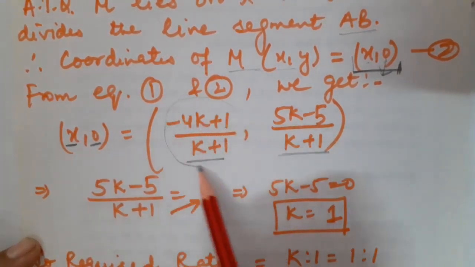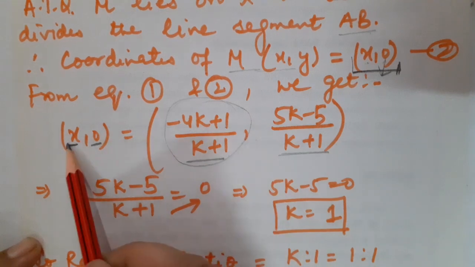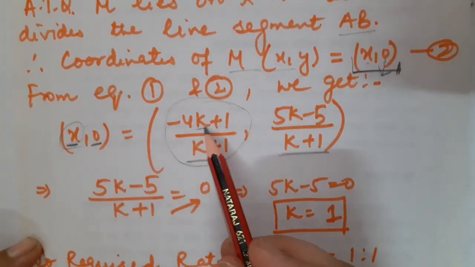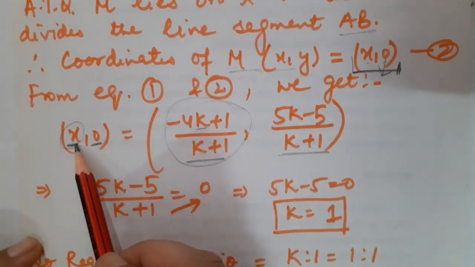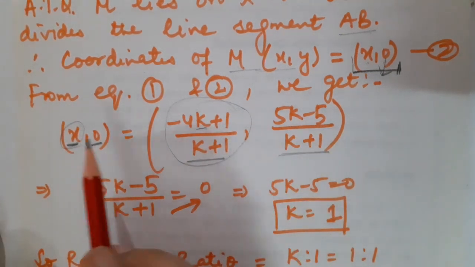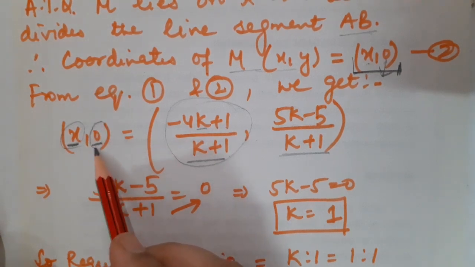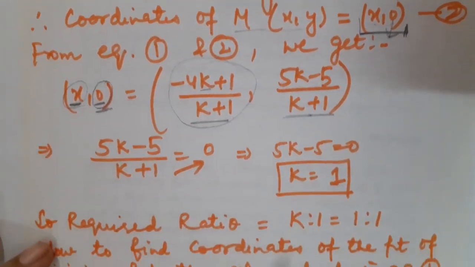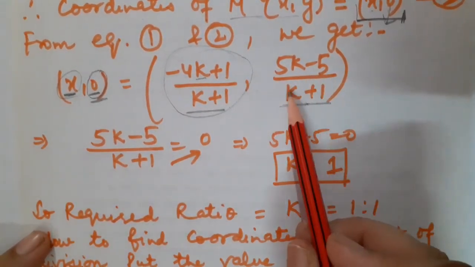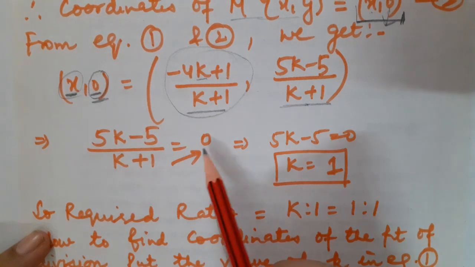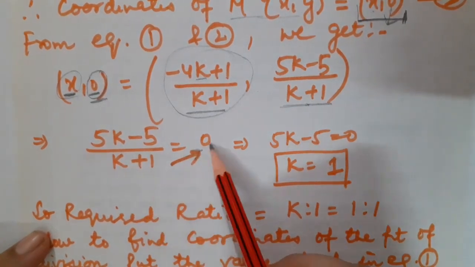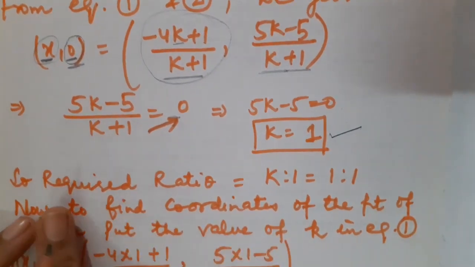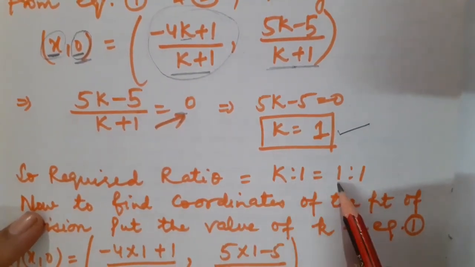If I put this complete x coordinate equal to x, I will not be getting anything. Why? Because k is also unknown to me, and I do not know the value of x either. So I am going to equate the ordinate of point of division M. Through that I have got (5k - 5)/(k + 1) equal to 0. While cross multiplying, (k + 1) into 0 will become 0 and the value of k will be 1. So the required ratio is k ratio 1, that is 1 ratio 1.